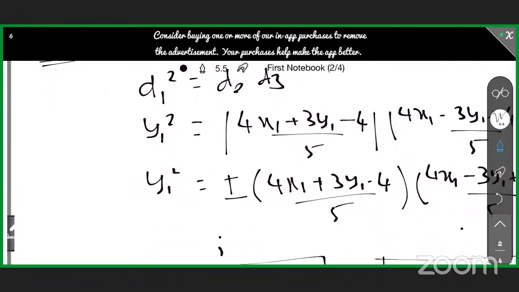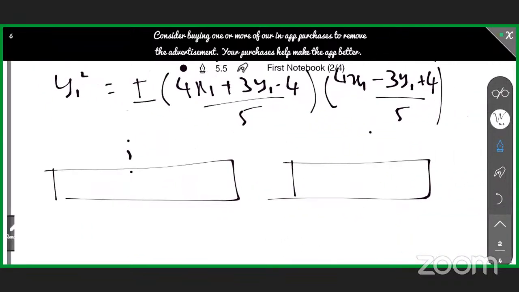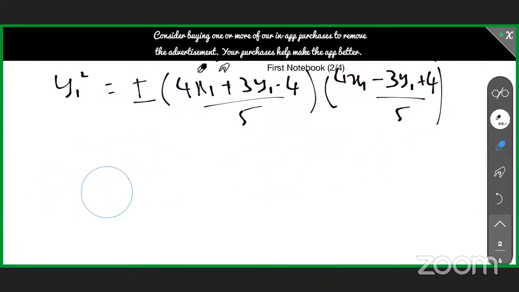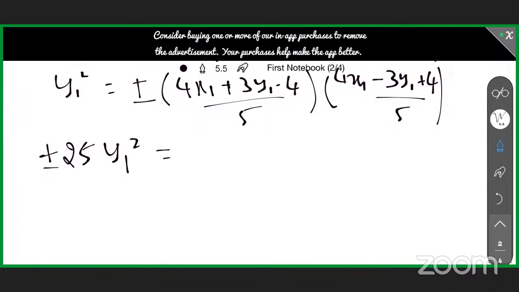So this is where you have stopped. Correct? No, this is plus or minus. Listen carefully. To simplify, I multiply this one by 25. I'll send this 25y1 square this side, and with that one, I also send this plus or minus this side. It becomes plus or minus 25 here. So here I simplify 4x1 plus 3y1 minus 4.